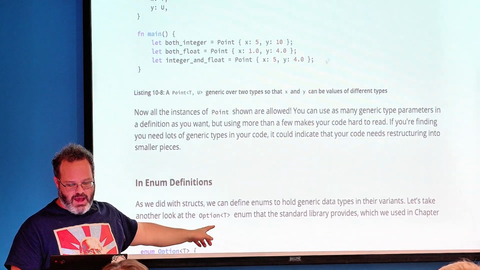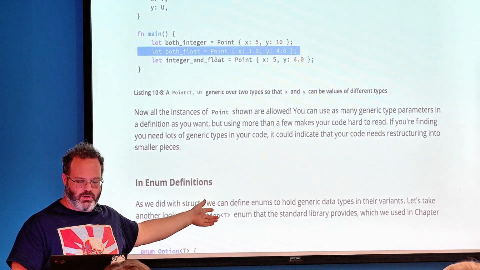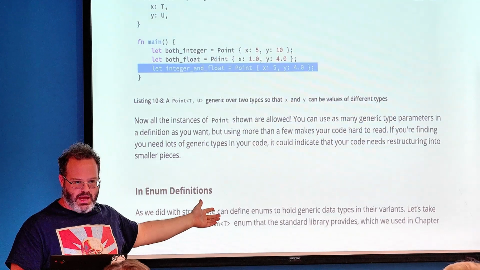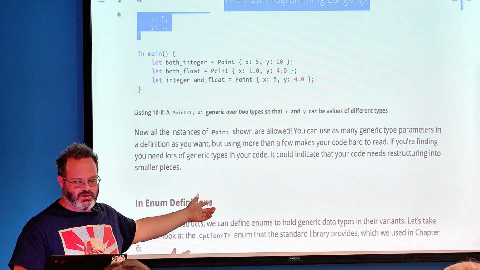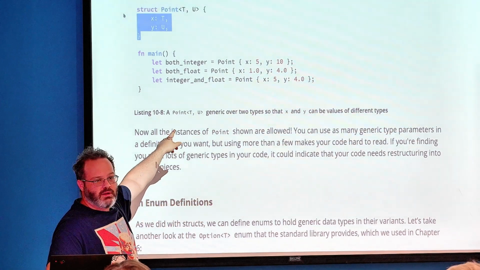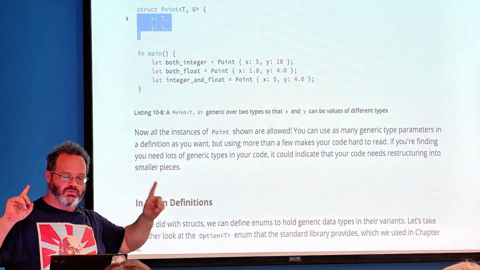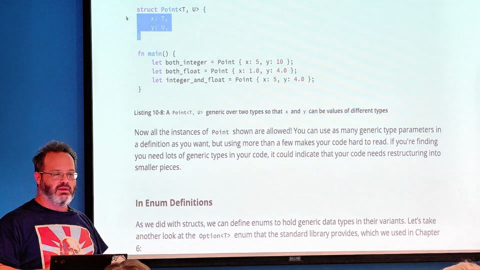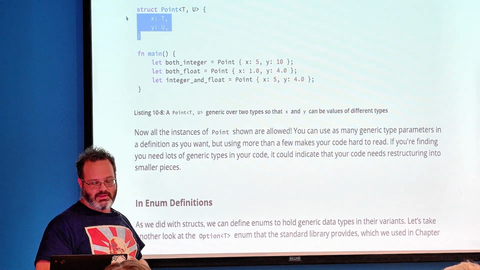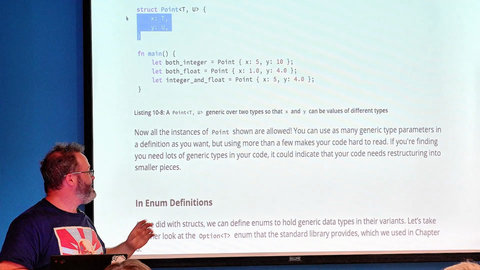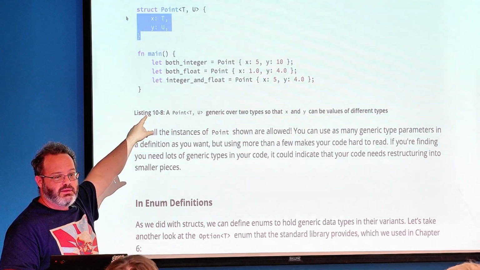So when we have that one type variable, both integer will work, both float will work, integer and float will not work. But if we come up here and we change that y to a type of U, suddenly they'll all work. Because now I have said Point can have two different types, one for the x and one for the y. And this is how result is implemented. Result is implemented when we see Result<T, E>, it's implemented just like that.